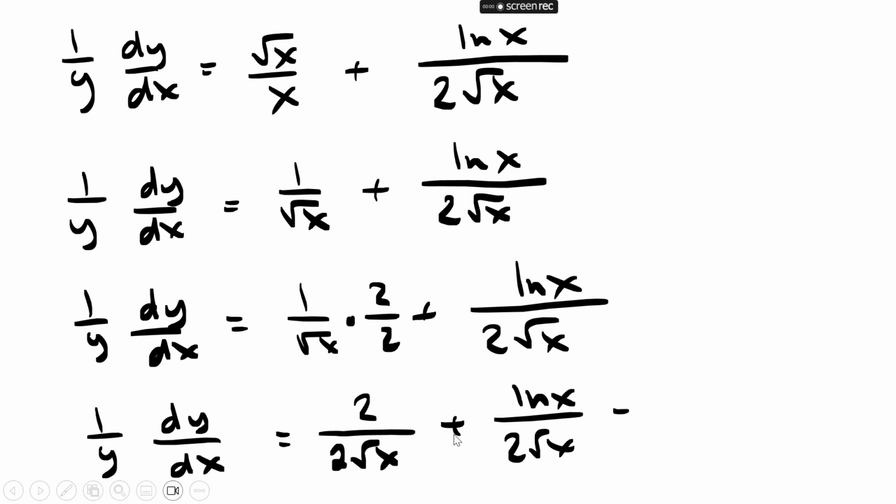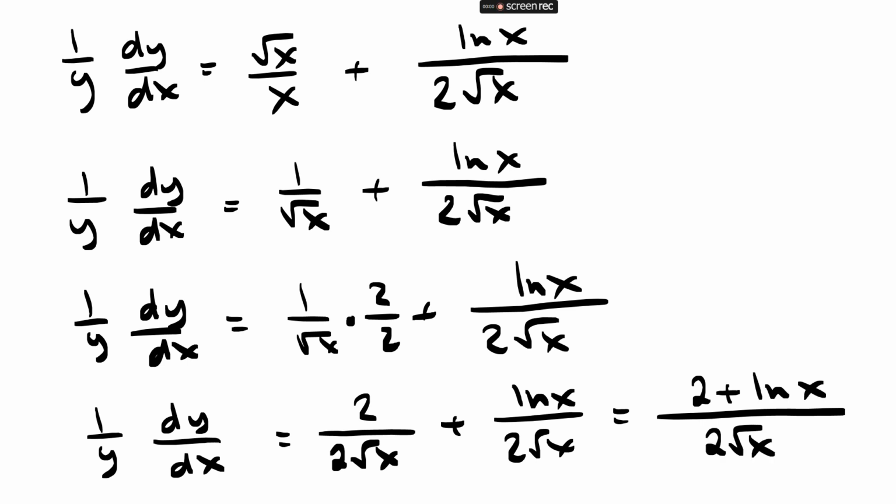And let's simplify this all the way through here. So I have one denominator now. It's just 2 radical x. On top, I have 2 plus ln of x over, there it is. Line 2, almost done. Have we solved for dy dx yet?